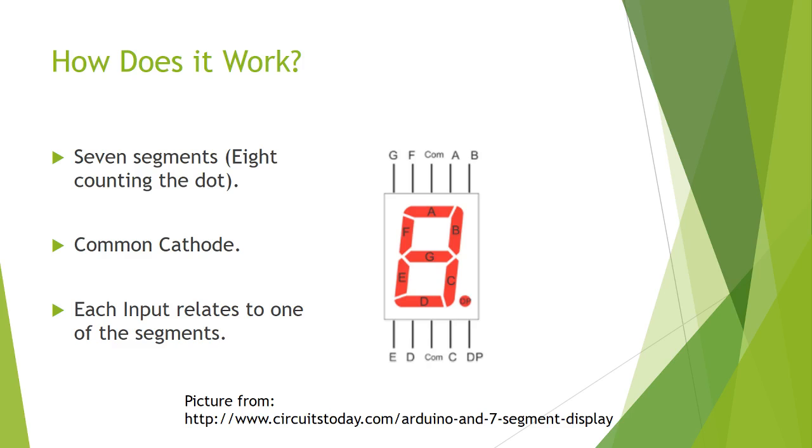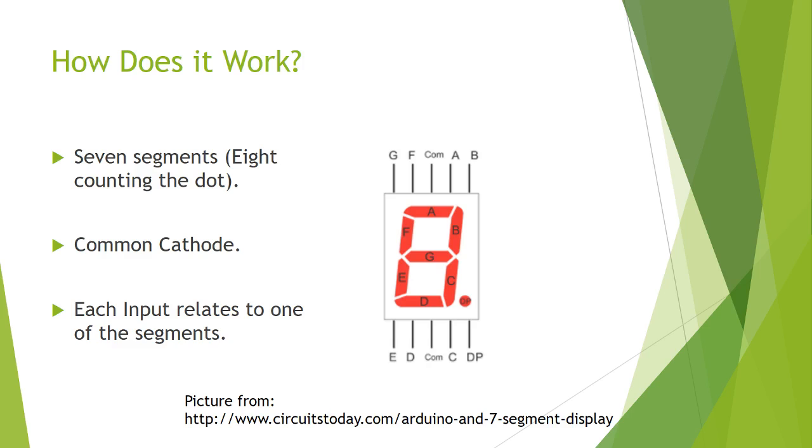So first of all, how does a 7-segment display work? Well, there are actually 8 segments if you count the dot, which you can see on the screen in that picture, but the main part of it is 7 segments, like you would see in an alarm clock. And they're labeled A, B, C, D, E, F, G because each input is connected to one of those segments.